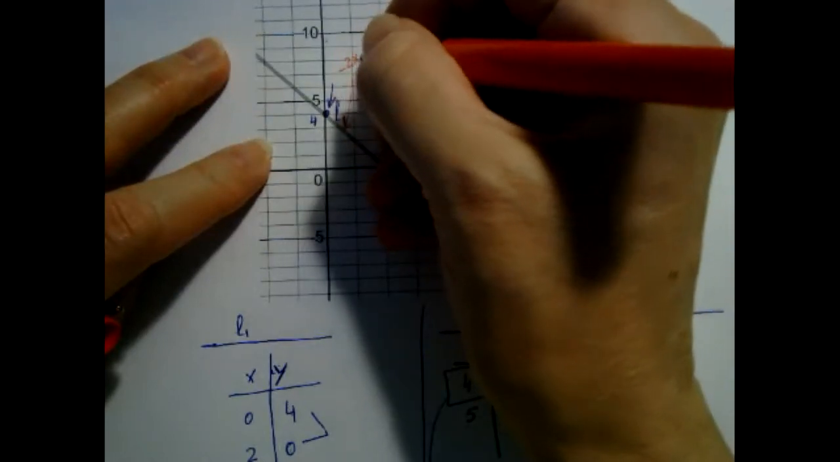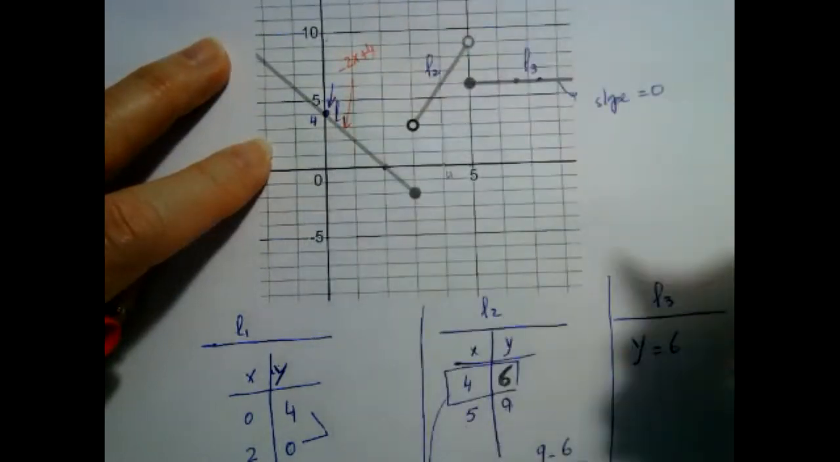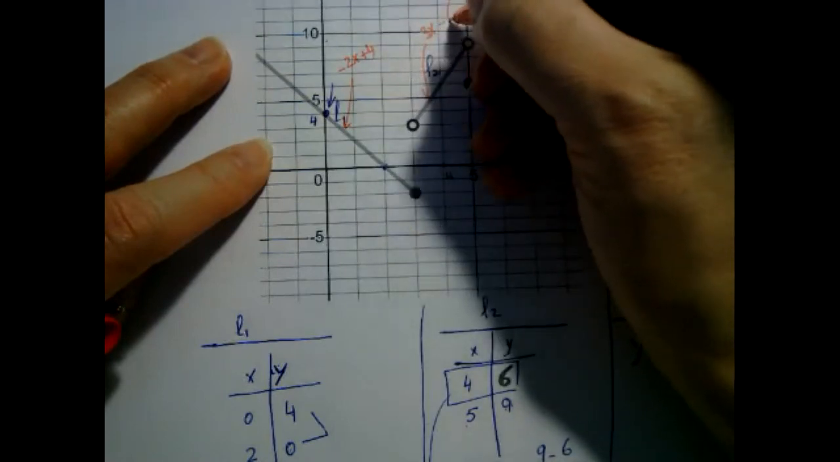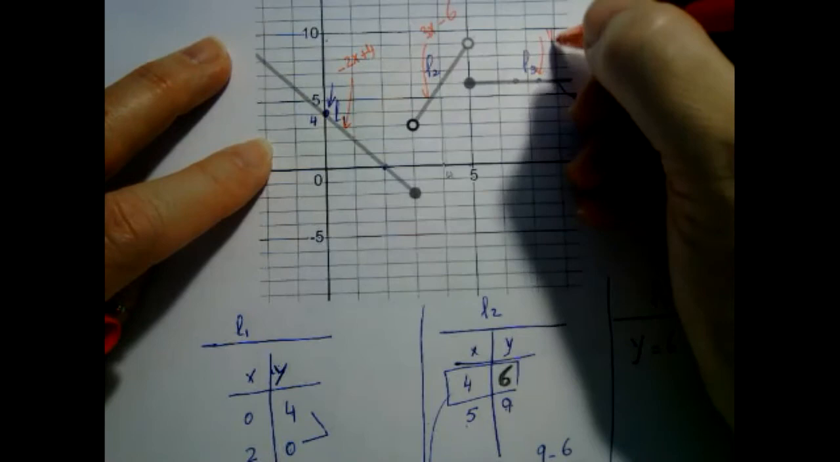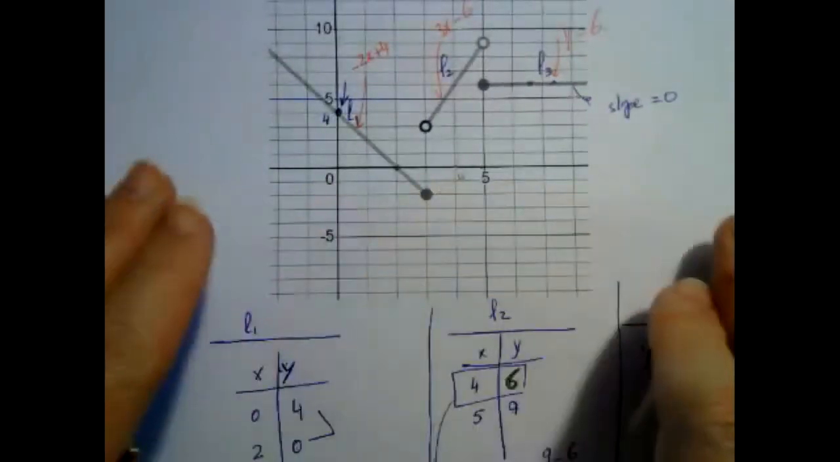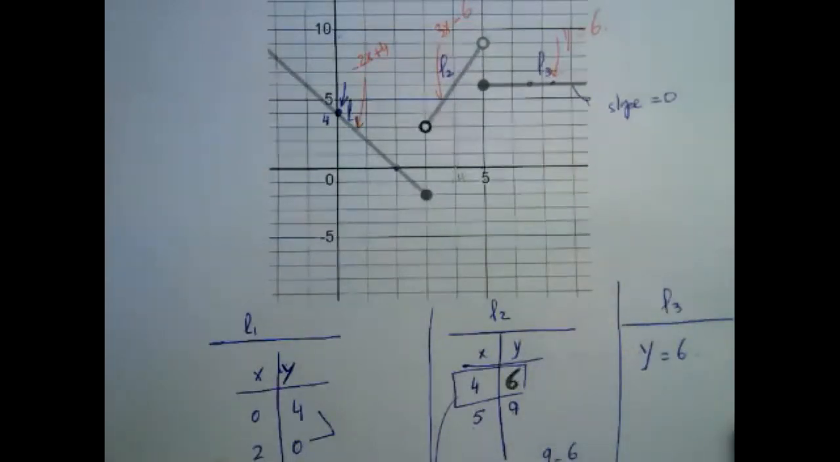And finally, I'm going to piece them together. I'm going to put that up here. So that's the minus 2x plus 4. This is the 3x minus 6. And this is y equal to 6. That's a constant. Whenever it's a horizontal line, the equation is y equal to 6.